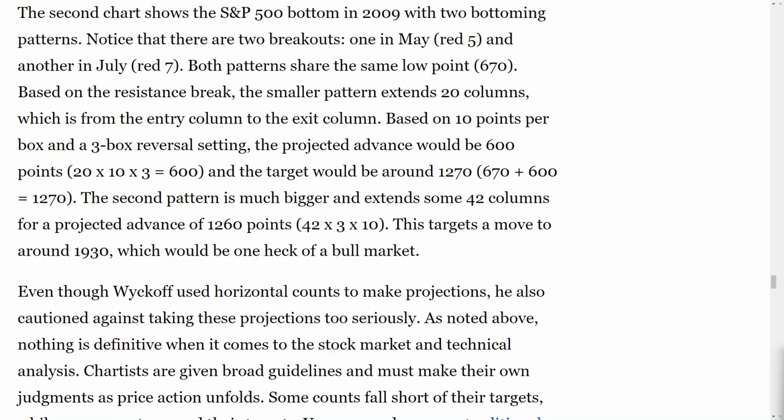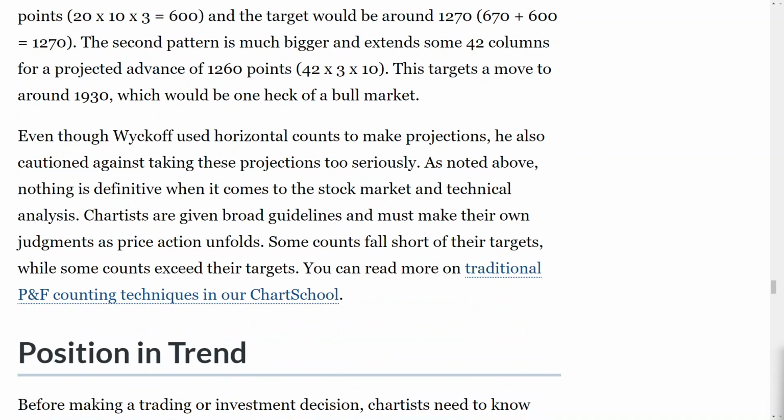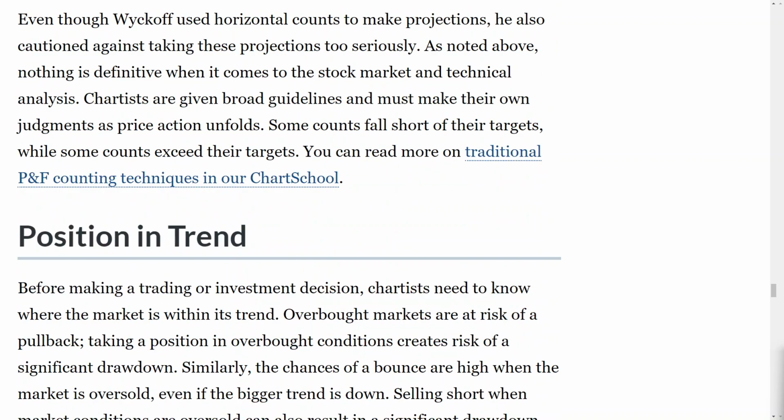Even though Wyckoff used horizontal counts to make projections, he also cautioned against taking these projections too seriously. As noted above, nothing is definitive when it comes to the stock market and technical analysis. Chartists are given broad guidelines and must make their own judgments as price action unfolds. Some counts fall short of their targets, while some counts exceed their targets. You can read more on traditional P and F counting techniques in our ChartSchool. Position in trend.